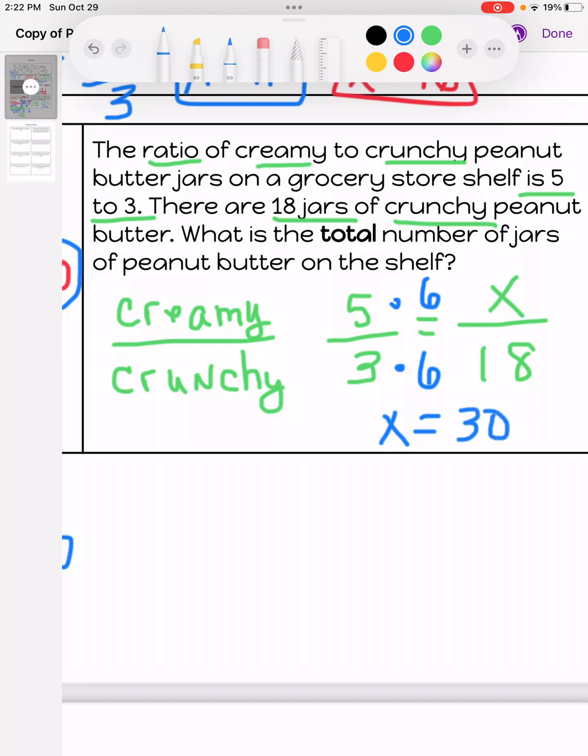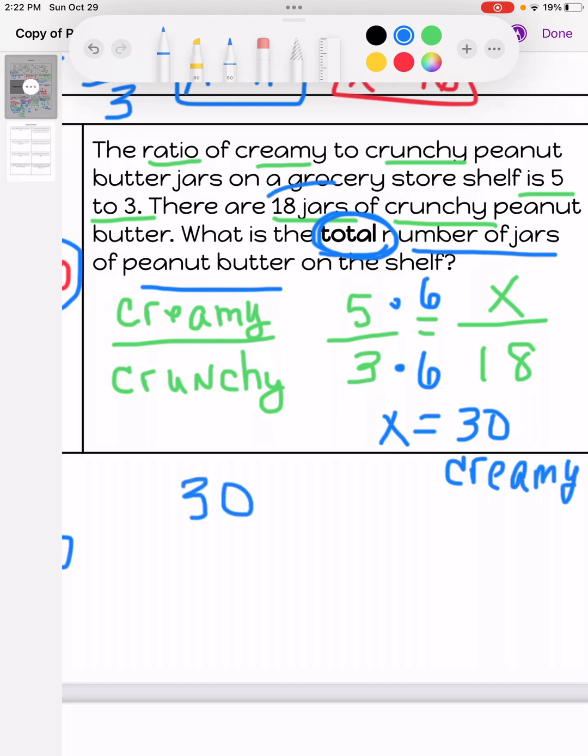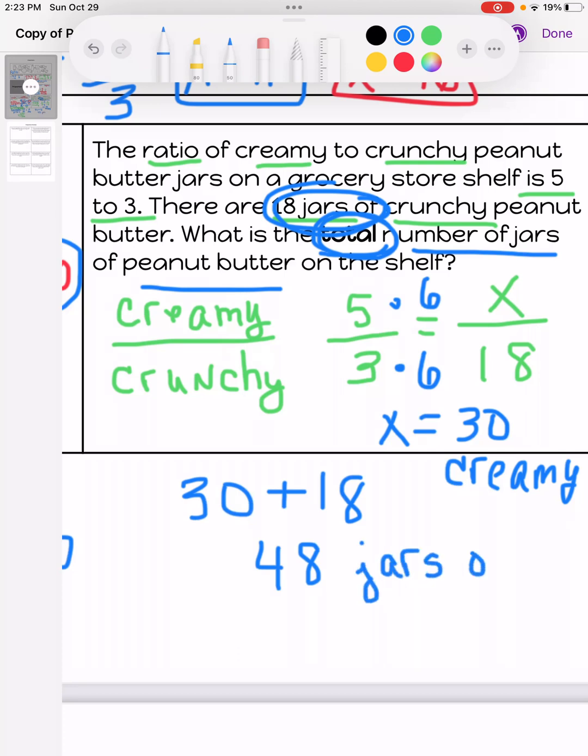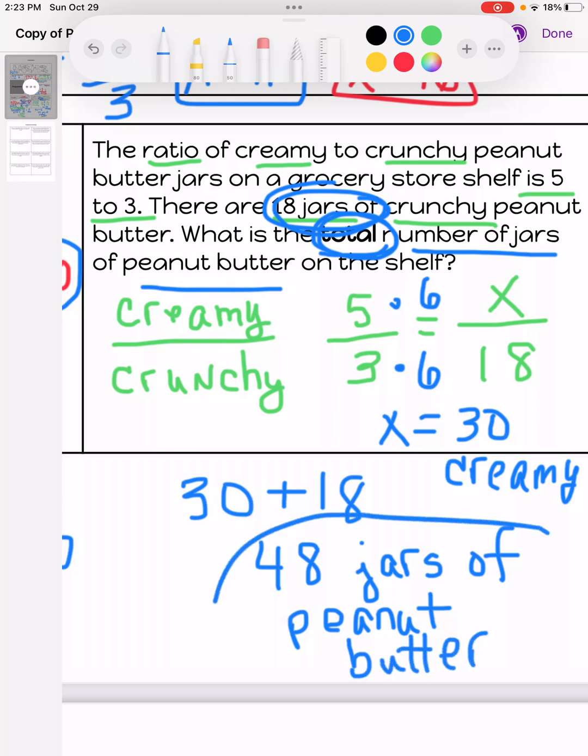Now, let's make sure that we've answered our question. And I'm noticing here it says, what is the total number of jars of peanut butter? Well, 30 is just the amount of creamy peanut butter. But I have creamy and I had 18 crunchy. So when it's asking for the total, we're going to have to do some adding. So 30 plus 18 is 48. And so there are 48 jars of peanut butter. And so as you work through your scavenger hunt in just a minute, really pay attention to what it is asking you to find.